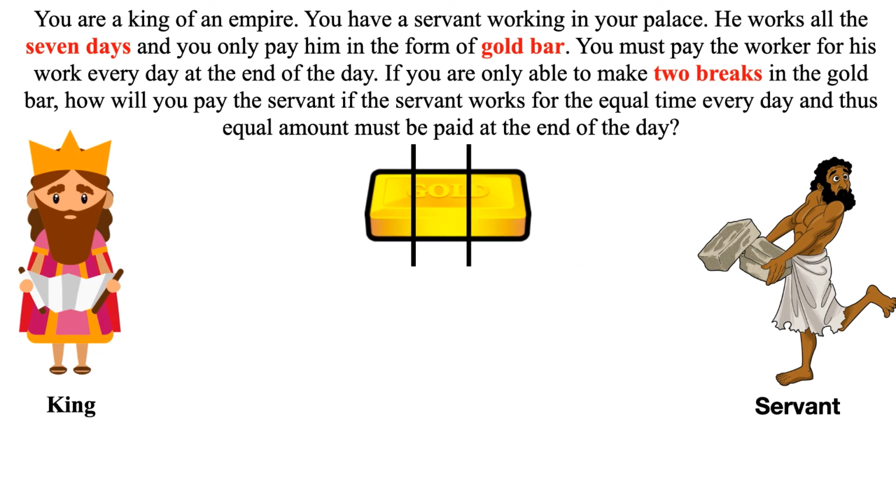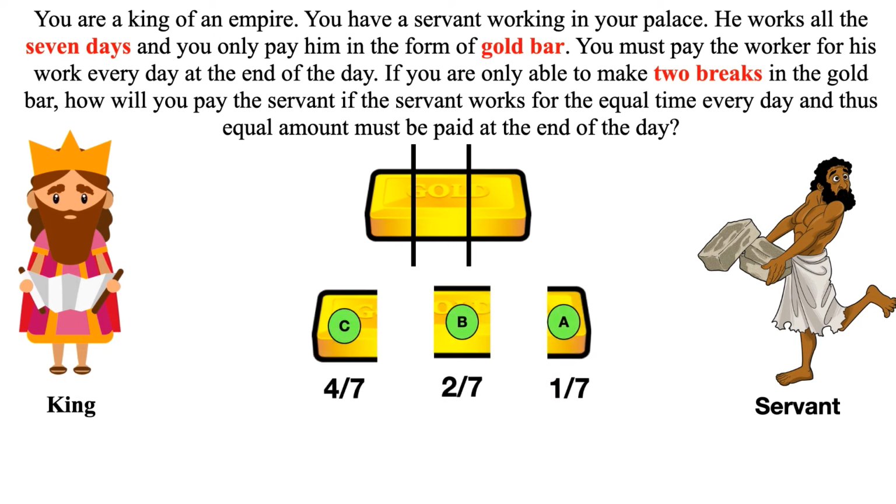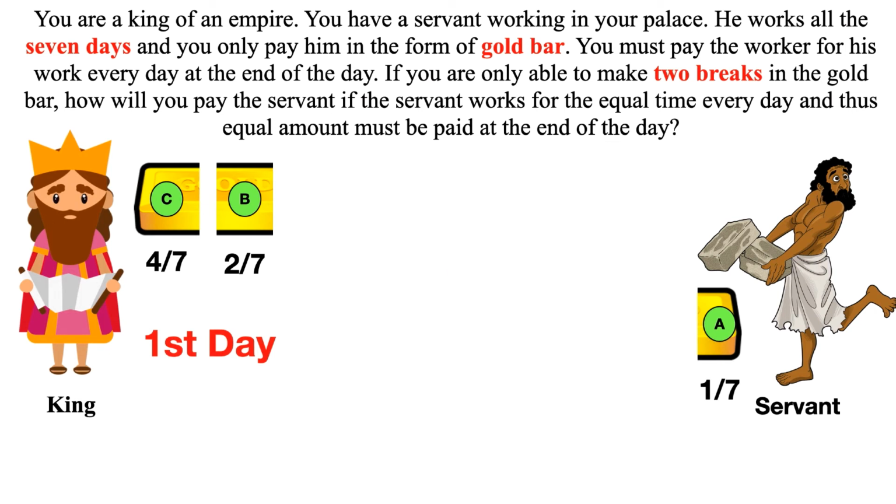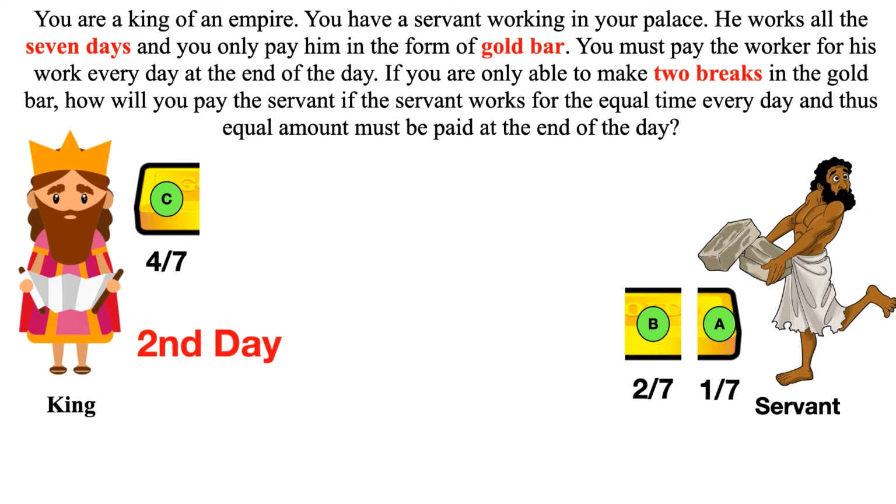Make 2 cuts on the gold bar such that you have the following sizes of bars. Bar A should be 1/7 of the bar, bar B should be 2/7 of the bar, bar C should be 4/7 of the bar. Let's check whether it is going to work. When the day 1 ends, give bar A to the worker. Here you remain with bar B and bar C. Worker possesses bar A. When the day 2 ends, give bar B to the worker and take the bar A back. Here you remain with bar A and bar C.